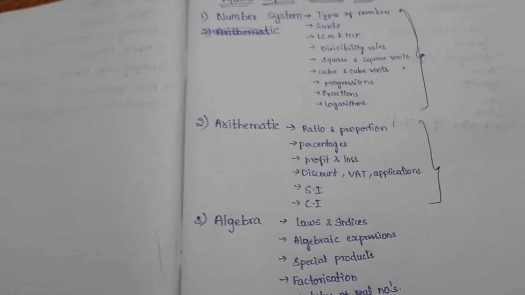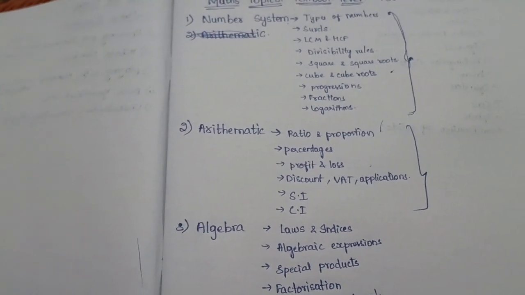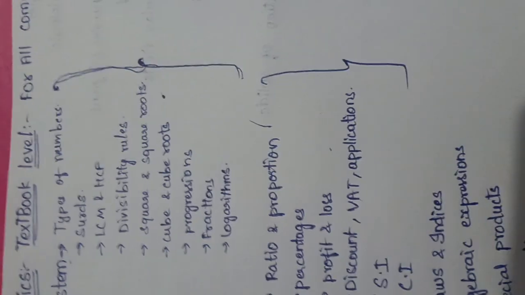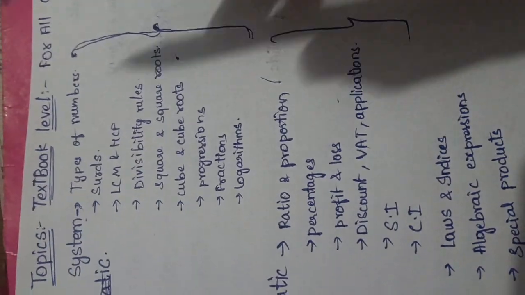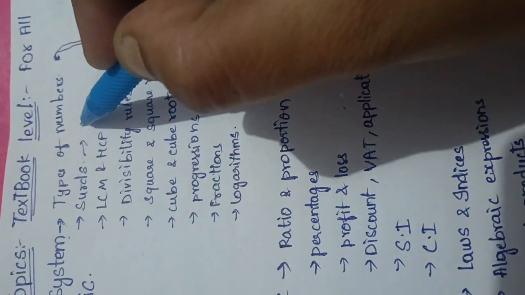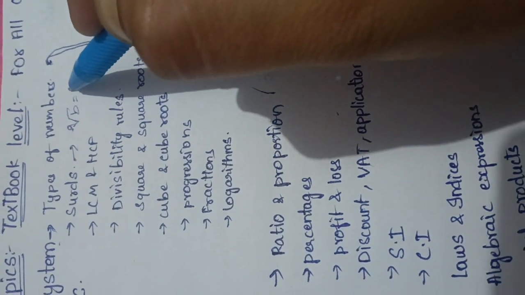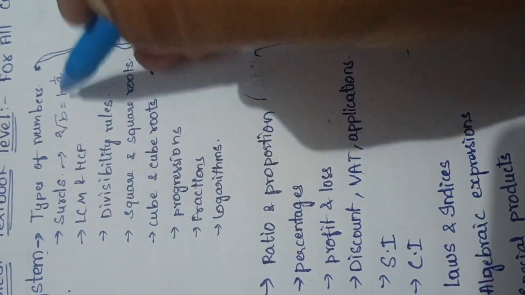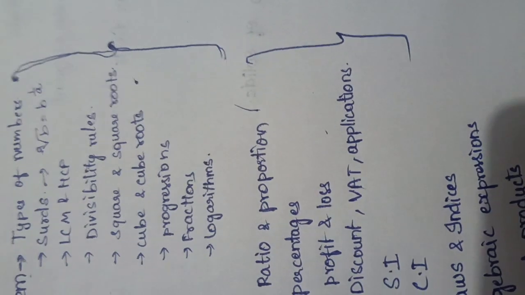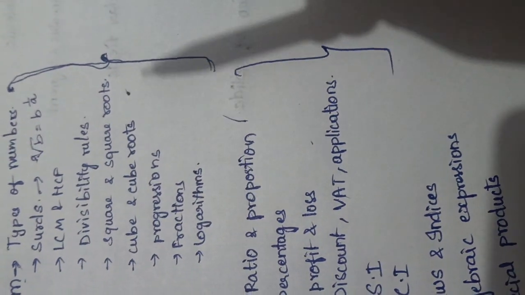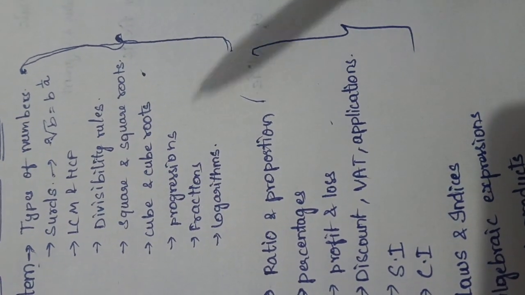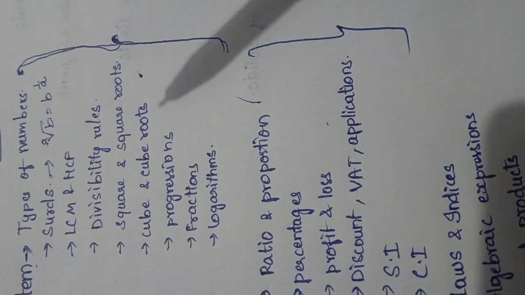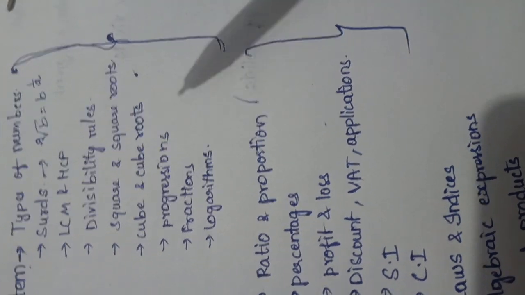Okay, so today we are going to learn the number system. The subtopics included in it are the types of numbers like whole numbers, natural numbers, etc. Surds, for example, a root b, so we get b to the power 1 by a. In that way, LCM and HCF, divisibility rules, squares and square roots, cubes and cube roots, progressions, fractions, etc.